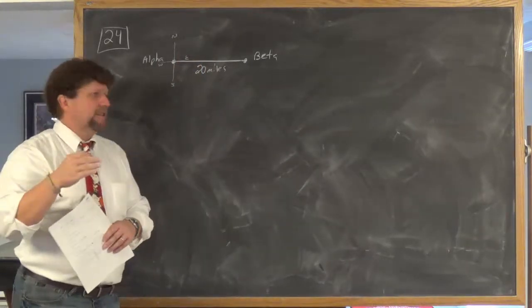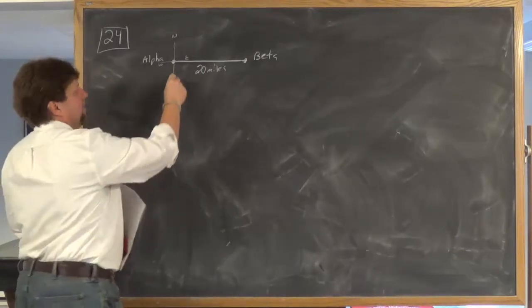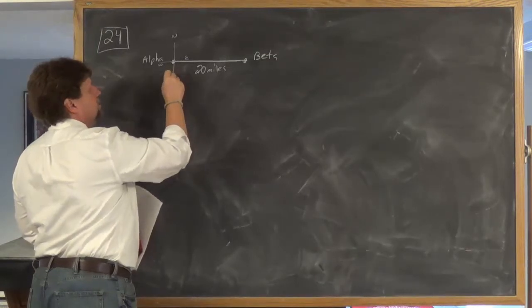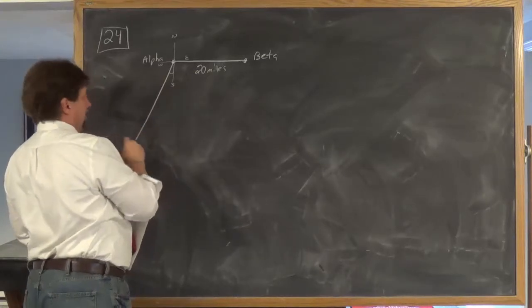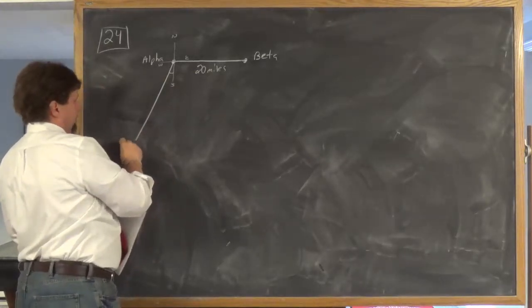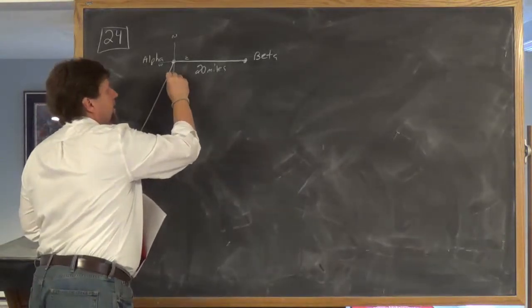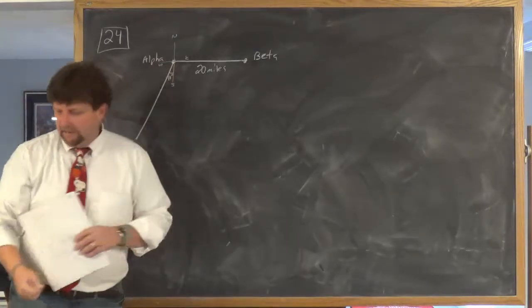So it said the fire's at south 11 degrees west. That means I start at south, I go 11 degrees towards west, and here's where the fire is. So I'll just write the word fire. But this little angle right here is 11 degrees, south 11 degrees towards the west.